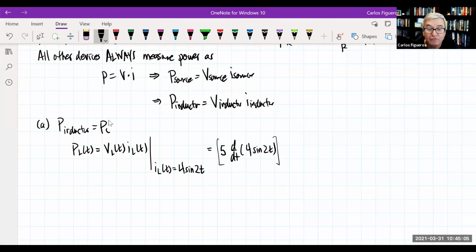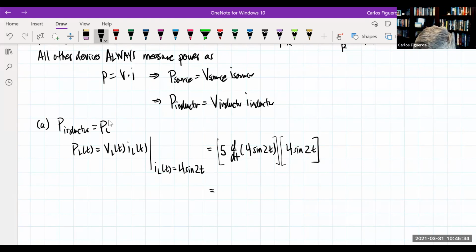That tells me what the voltage of the inductor is times the current of the inductor. The current of the inductor, of course, is 4 sine of 2t. So when I take the derivative of this guy here, I have to take the derivative of the argument. So I'm going to pull out a 2, so I'll get 8 cosine of 2t times 5. 8 times 5 is 40.